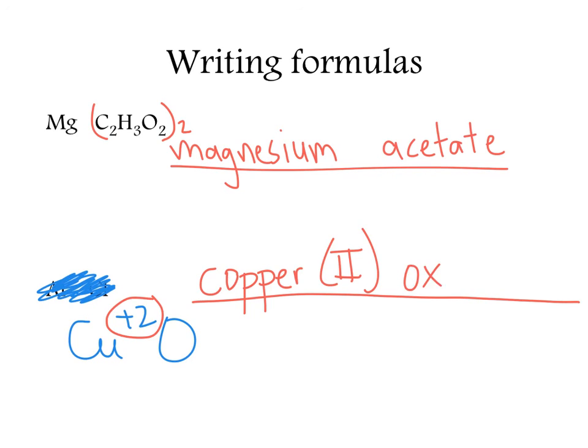Then we have oxygen. But for an element at the end, you don't leave it ending as oxygen. You change the ending to "ide." So this oxygen becomes oxide. So that's copper 2 oxide. If you ever have a plain element at the end, change the ending of the word to "ide." Sulfur becomes sulfide. Chlorine becomes chloride. Oxygen becomes oxide. Hydrogen becomes hydride. Whatever's at the element at the end, change it to "ide." Element at the beginning, leave it like it is.